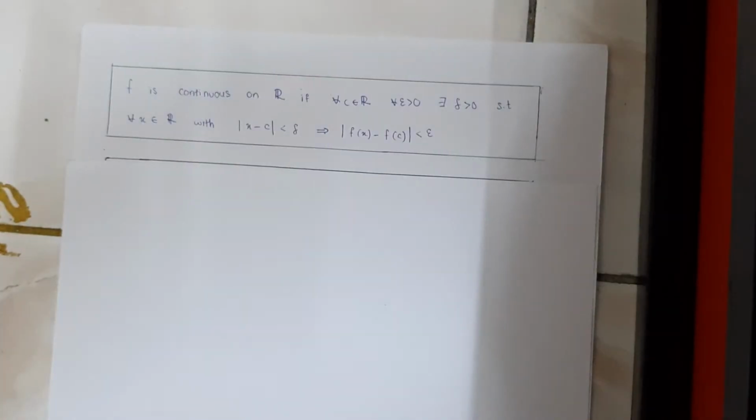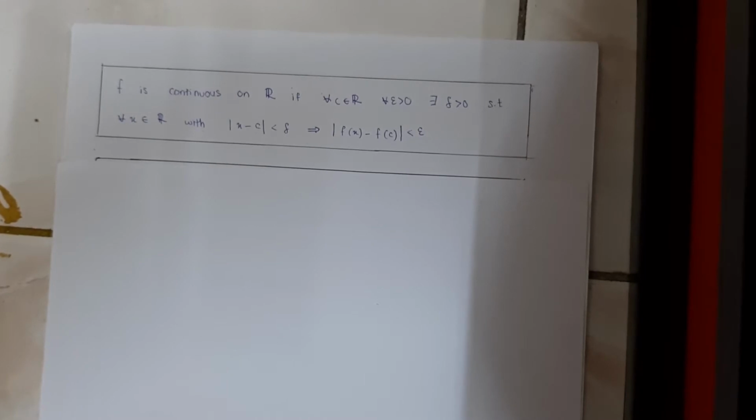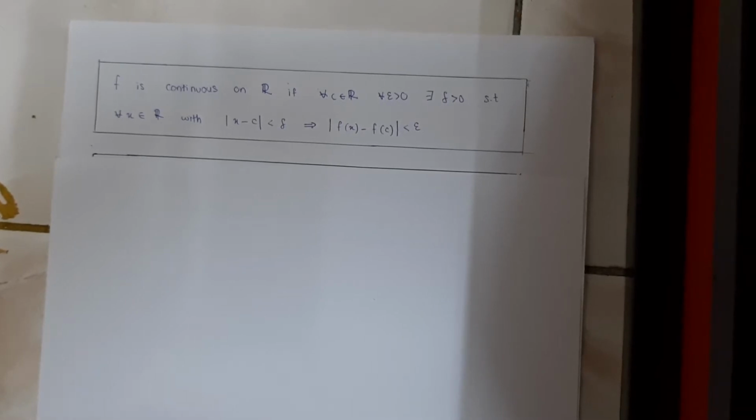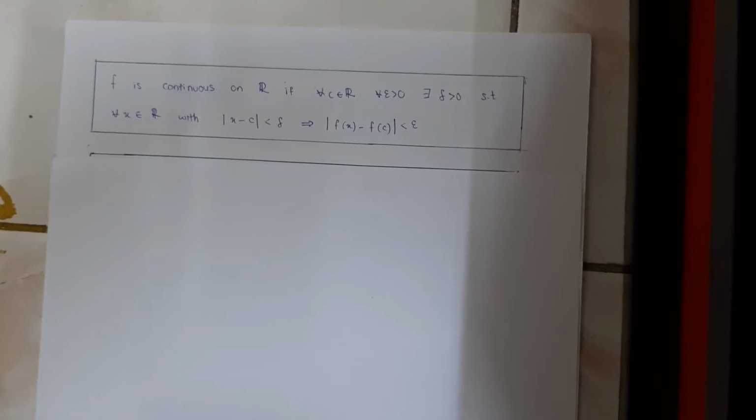So the definition of continuous is: f is continuous on the real numbers if for all c that is an element of the real numbers and every epsilon greater than 0, there exists delta greater than 0, such that for every x that is an element of the real numbers with the absolute value of x minus c less than delta, we have the absolute value of f(x) minus f(c) less than epsilon.